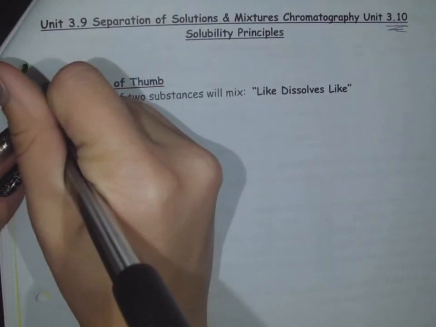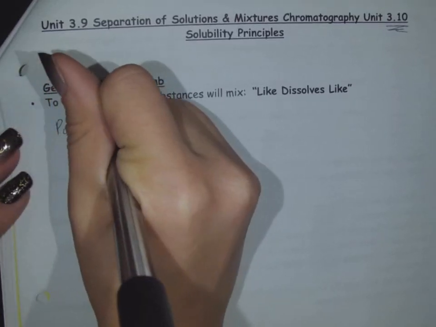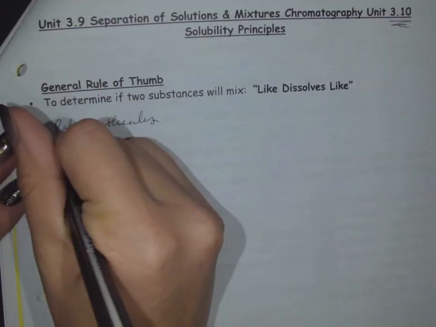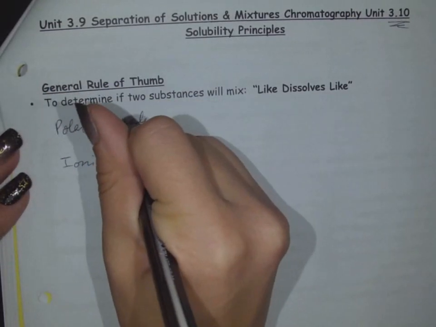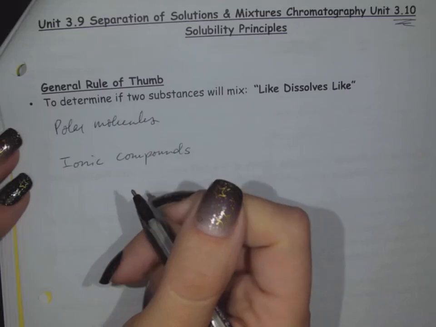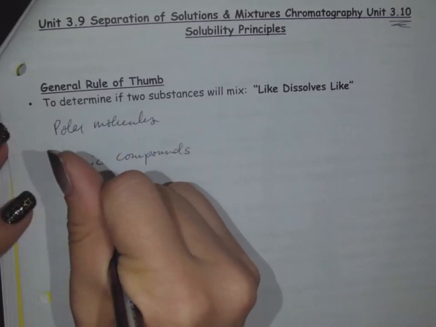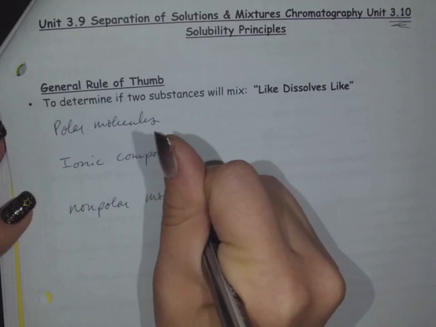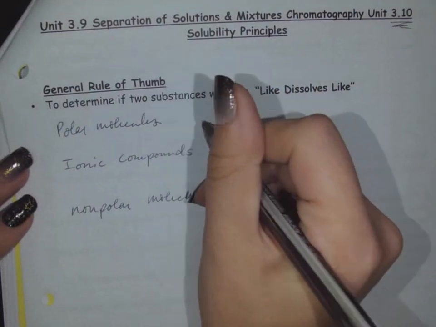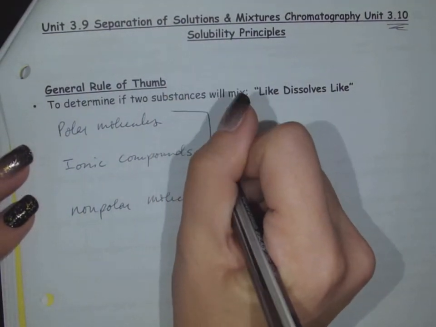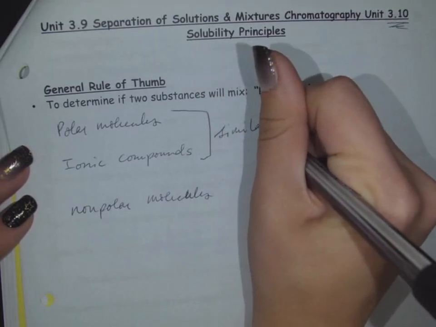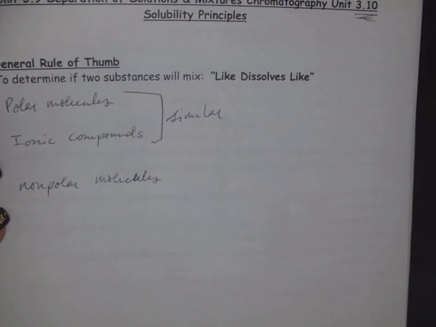We're going to be talking about polar molecules. We are going to be talking about ionic compounds. Okay, ionically bonded things. And then we're talking about nonpolar molecules. Now, the reason why I put them in this order is because polar molecules and ionic compounds are more similar. These are similar. Let's talk about those similarities.